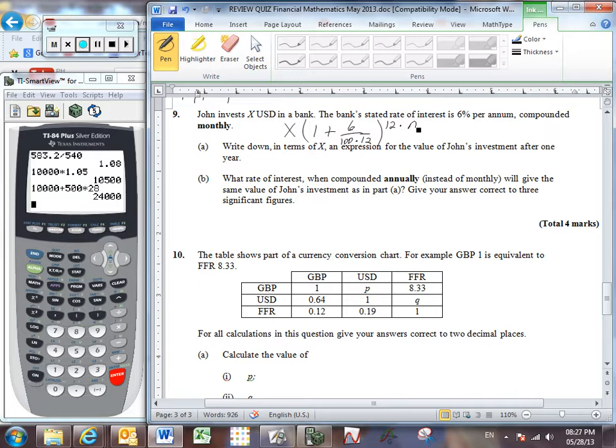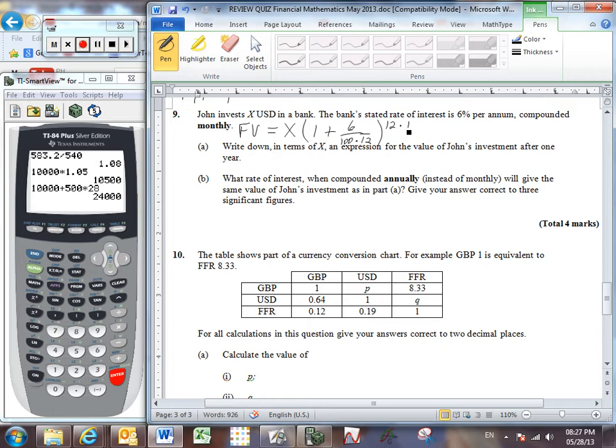So in part A, we need to write down in terms of x an expression for the value of John's investment, so that's the future value, after 1 year. Meaning then that instead of n being n, we've just got 1 year has passed. So there's our expression for part A.